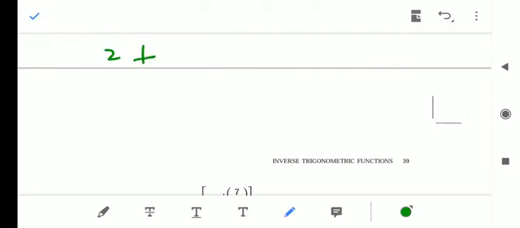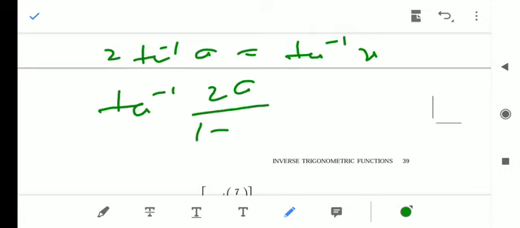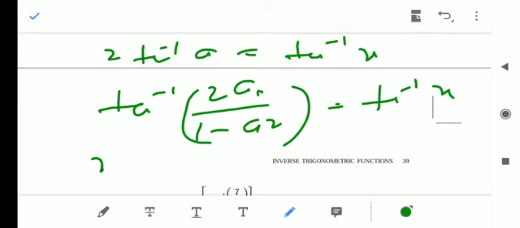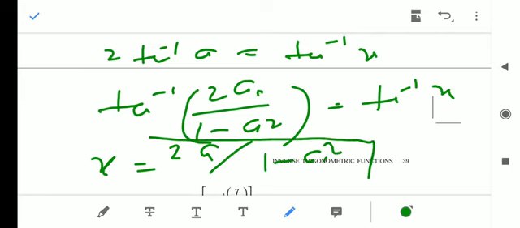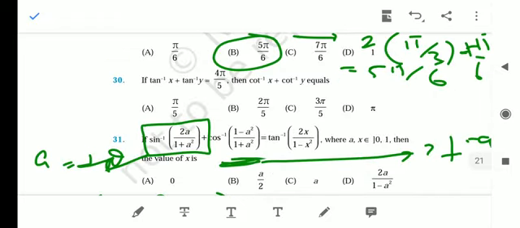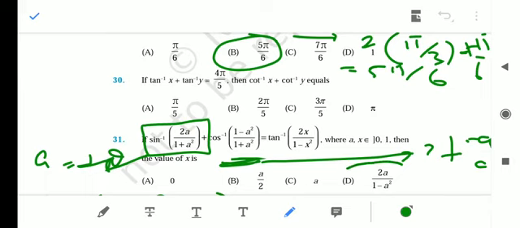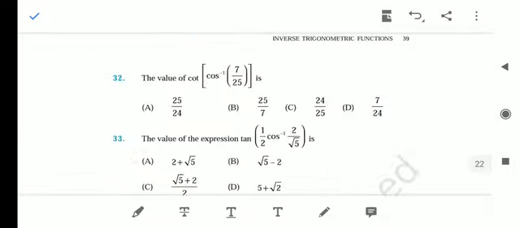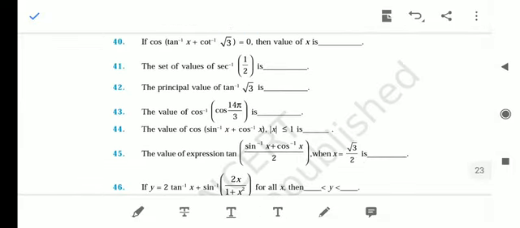So 2 tan inverse a can be written as tan inverse 2a upon 1 minus a square, equal to tan inverse x. So what we have is x equal to 2a upon 1 minus a square. So this is a very important result. The answer of this question is option D, that is 2a upon 1 minus a square. So these were some questions taken from the exemplar problem. Let us see a few more questions based on it.